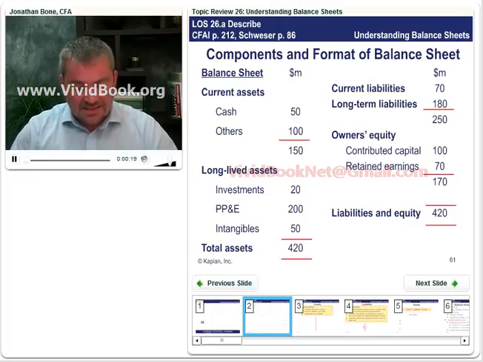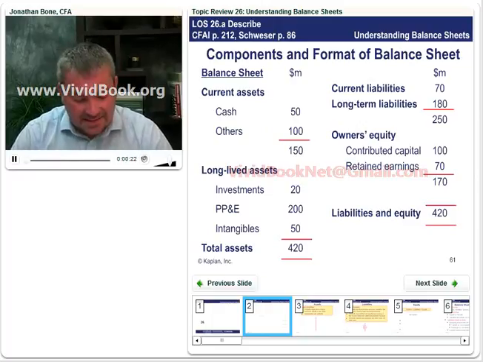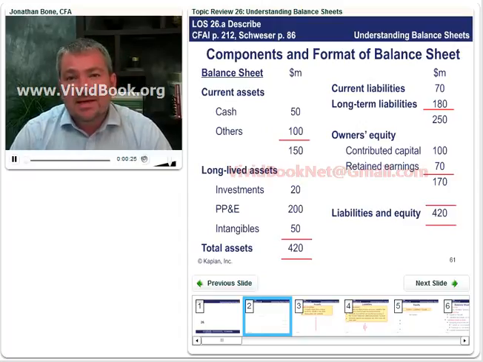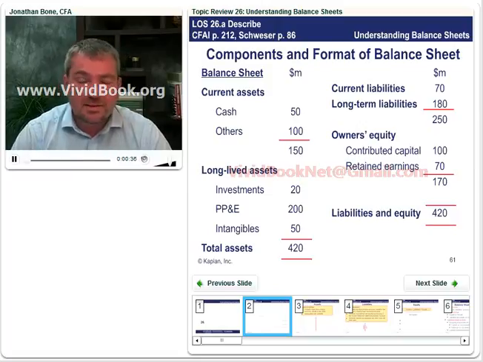This balance sheet is actually known as account format because it has the assets on the left and the liabilities and equity on the right. So you can see we've got current assets and long-lived assets, i.e. we're distinguishing between the assets that are going to be either cash or convertible into cash within the next operating cycle, and long-lived assets, the infrastructure in which the company is operating from.